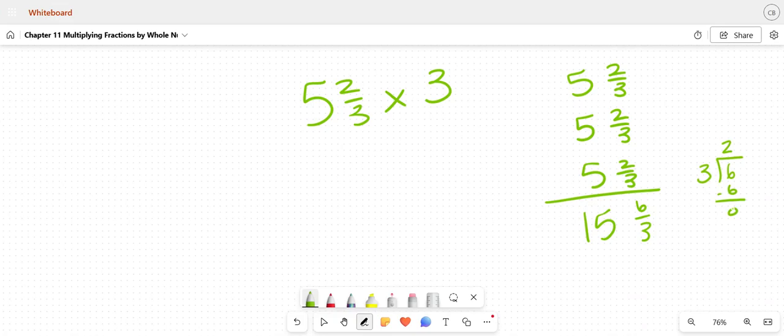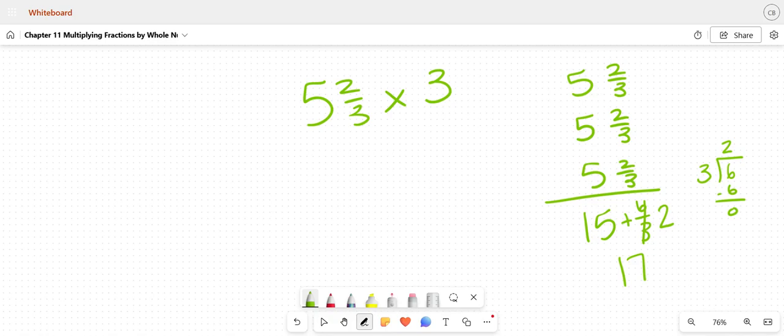3 can go into 6 2 times. And then we're left with 0 for our remainder. And then we're going to replace 6/3 with 2. So 15 plus 2 is 17.